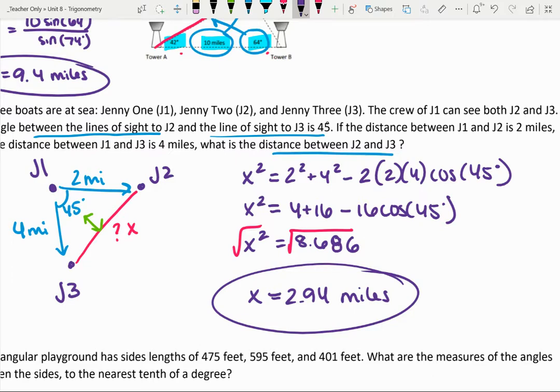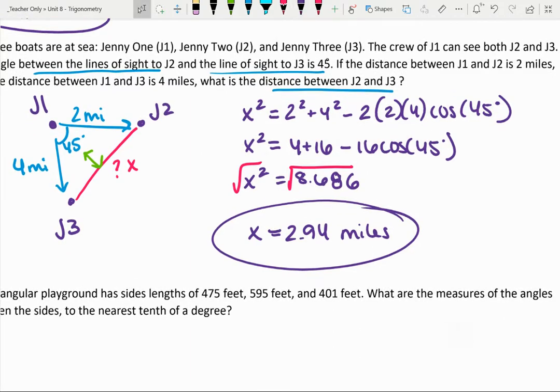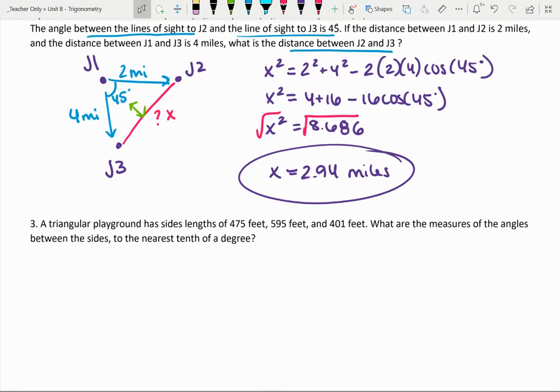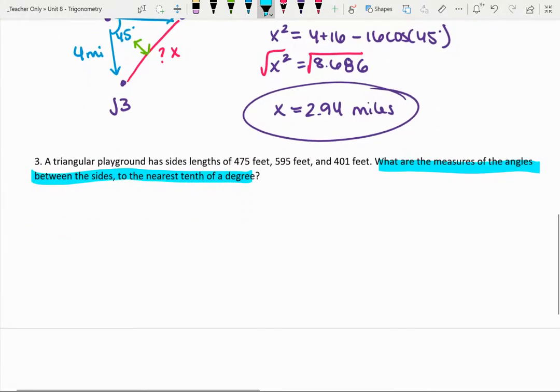So again, think about not just all the words, but making a picture and letting that picture really guide which law we're going to use based on the information that we're given. So one more example here, and I hope this example is going to tie a lot of different ideas together. Example 3: a triangular playground has side lengths of 475 feet, 595 feet, and 401 feet. The question is, what are the measures of the angles between the sides to the nearest tenth of a degree?